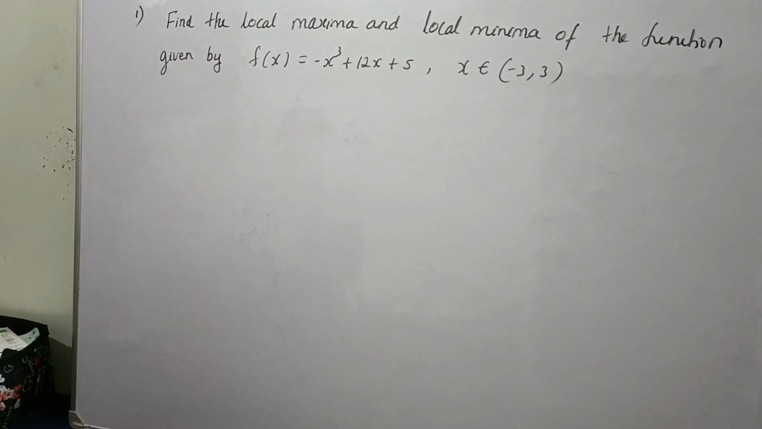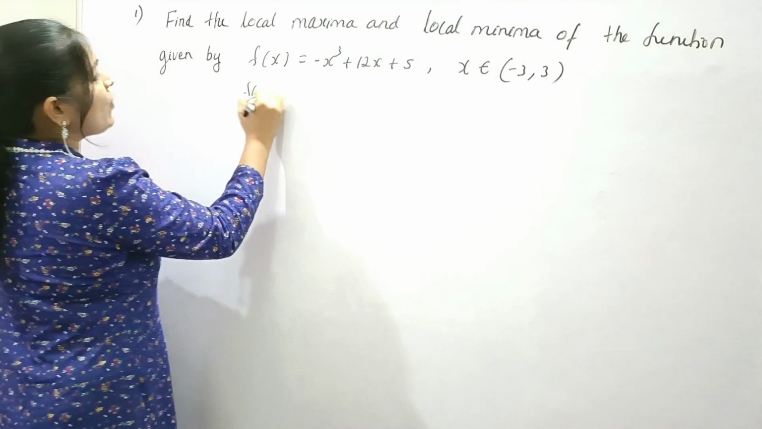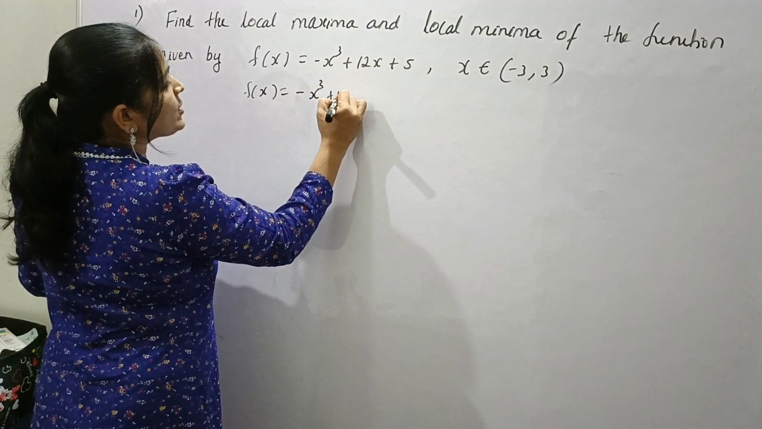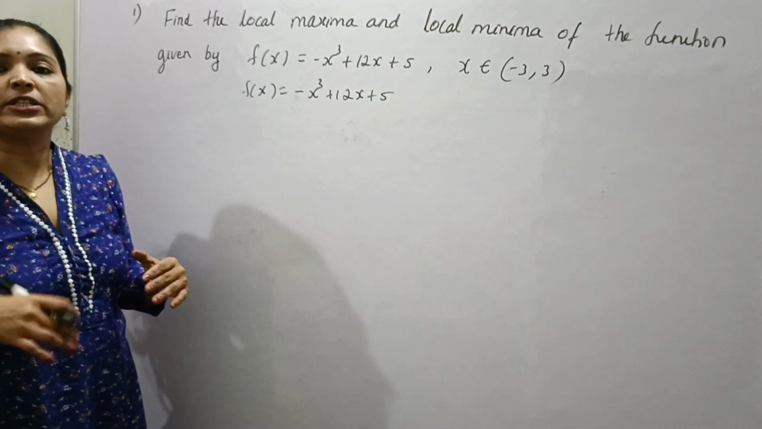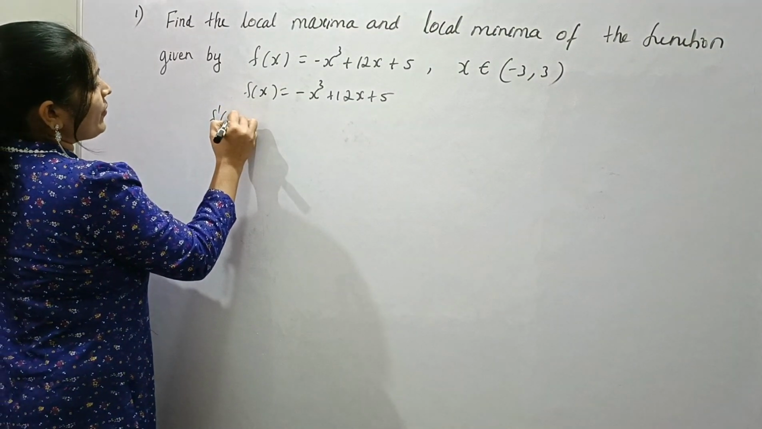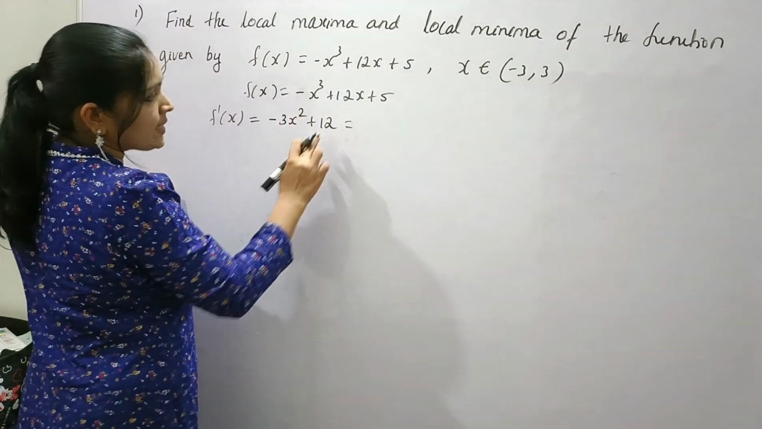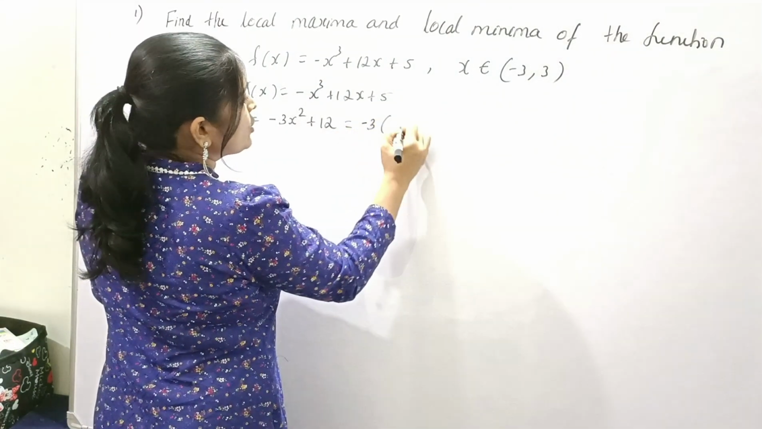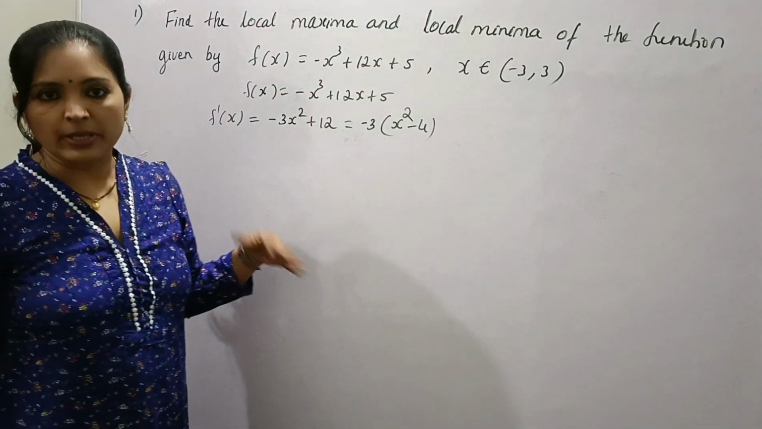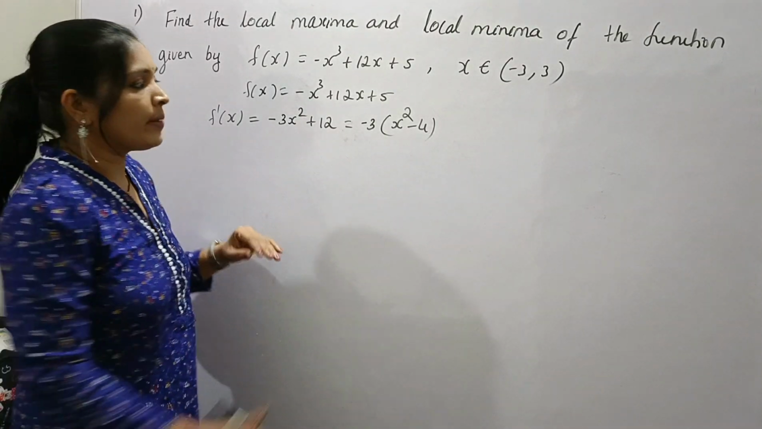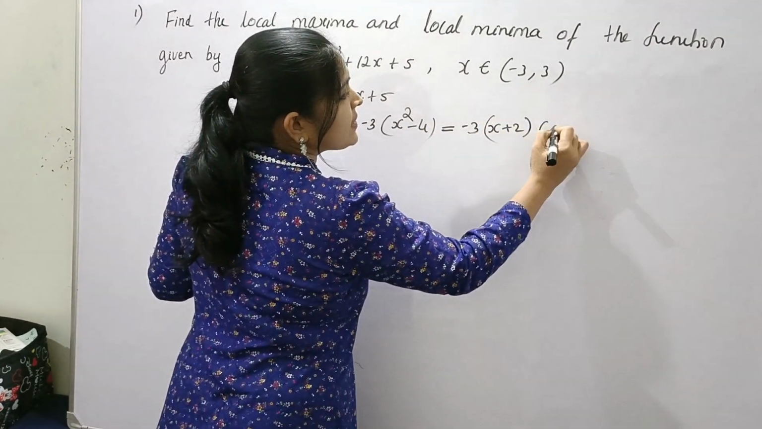Now let's see how to find local maxima and local minimum of the given function. The given function is f of x equal to minus x cube plus 12x plus 5. What is the first step? The first step is to find the derivative of f of x, that is f dash of x. f dash of x is equal to minus 3x square plus 12. Here minus 3 is common, let's take it out. So minus 3 into x square minus 4. See here, x square minus 4 is in the form of a square minus b square, which is a plus b into a minus b. So this can be written as minus 3 into x plus 2 into x minus 2.